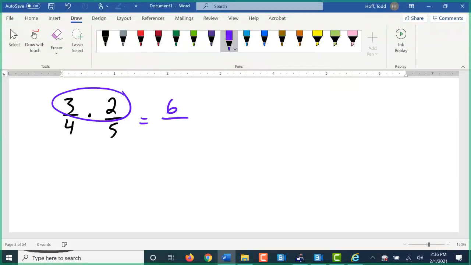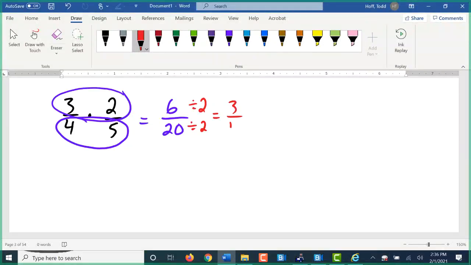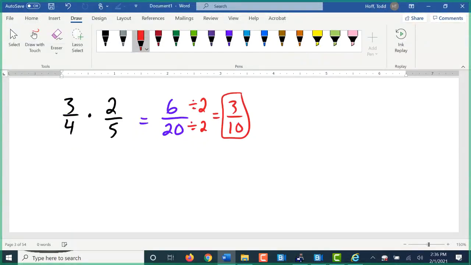And we also combine the names. 4 times 5 is 20. Both of those can be divided by 2. 6 divided by 2 is 3. 20 divided by 2 is 10. So 3/10. Now, some of you may have looked at this original problem and thought, why did he cross cancel?